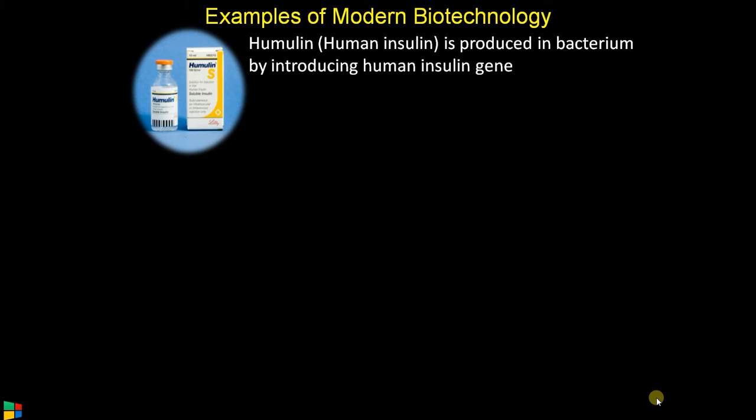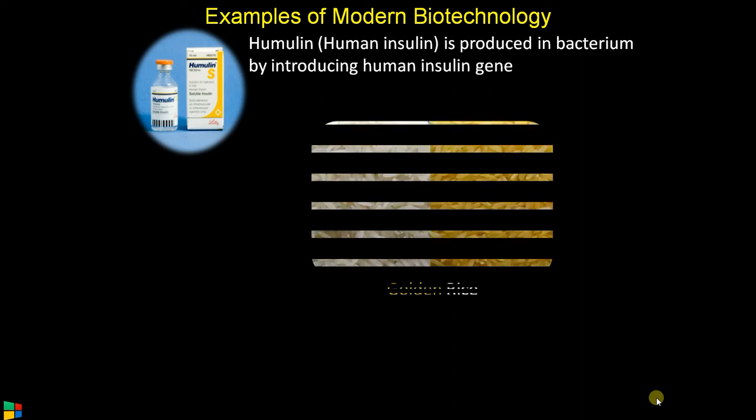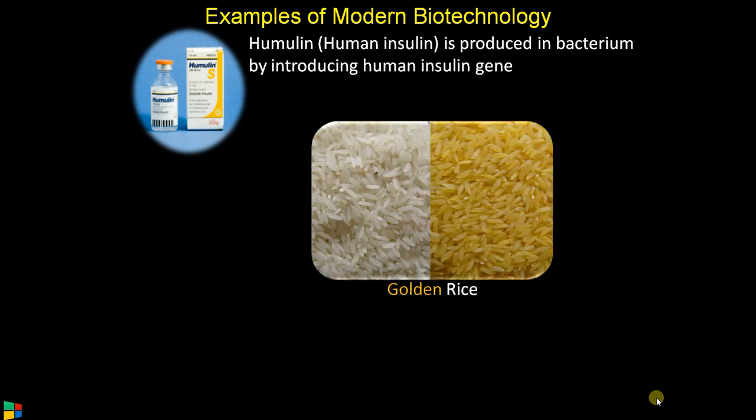Previously, we had insulin from pigs and cows. Now we have humulin, which is very effective and doesn't have any immunologic reaction compared to pig and cow insulin. So we have inserted the human insulin gene in bacterium, and bacterium is just like a factory producing insulin for us. Second example is golden rice.